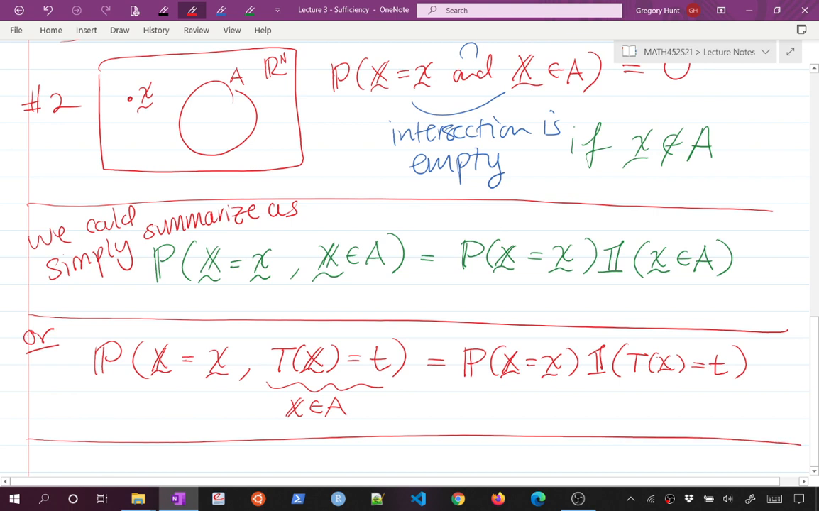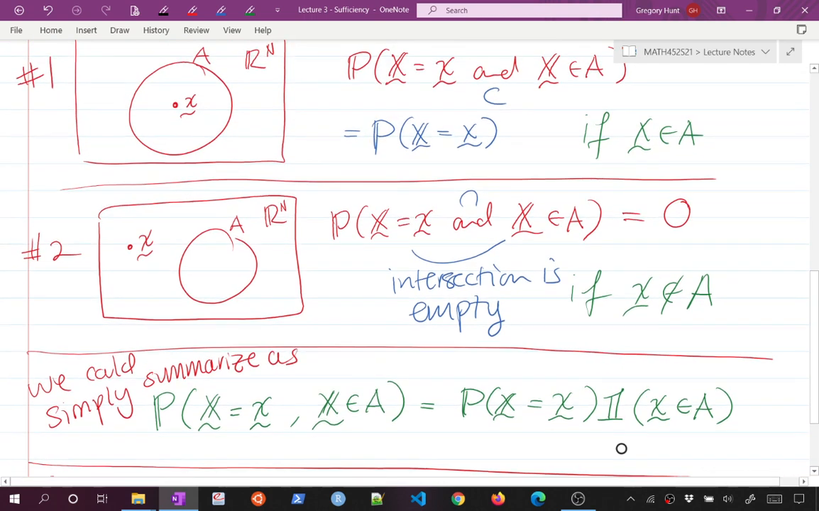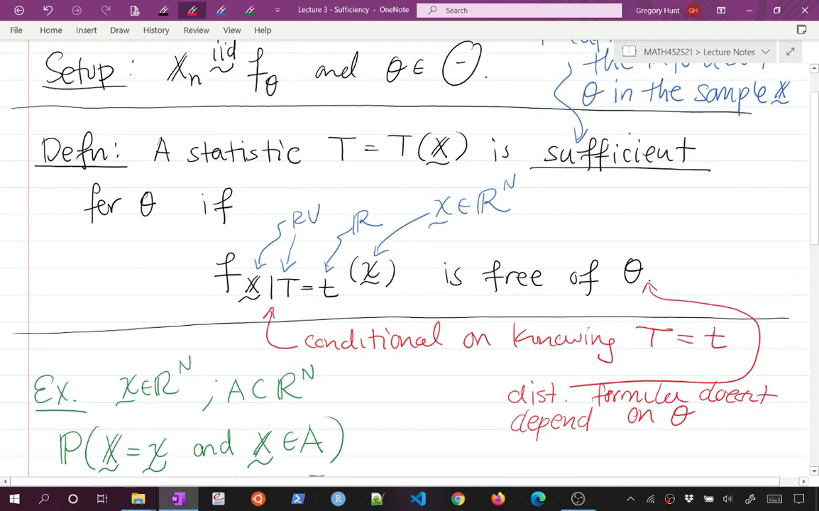Basically, there's two choices. Either the little x we choose, when plugged into our function, gives us little t, in which case it's just the probability that X is little x, or it doesn't, in which case there's no possible way for that to happen. You can't have X equal to little x and T of X be not equal to little t. Okay, so keep this in mind, that we can summarize these things in a simple way. There's a shortcut here. So this is our definition of sufficiency.